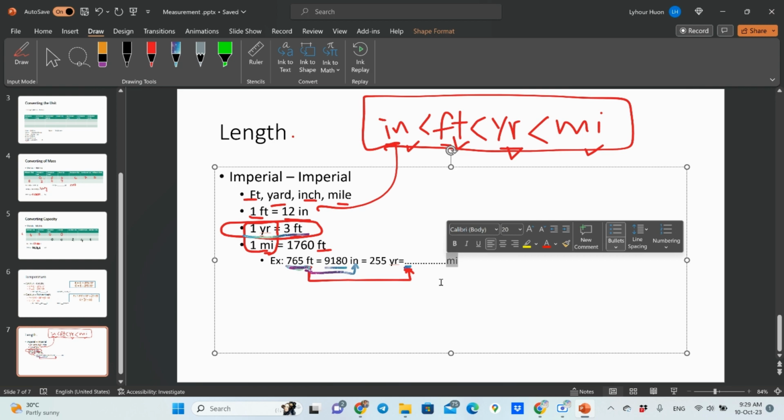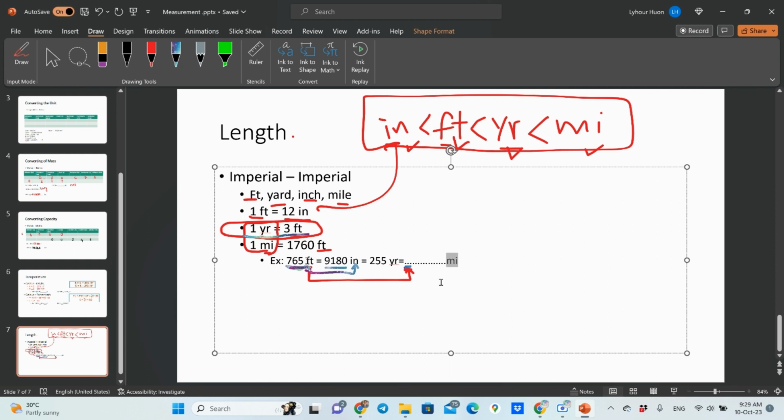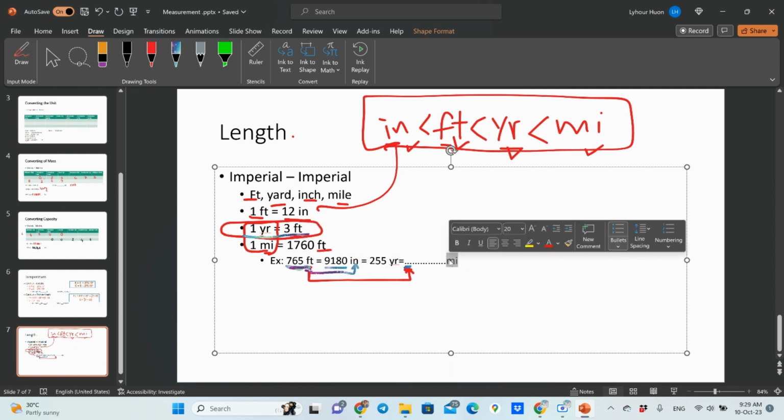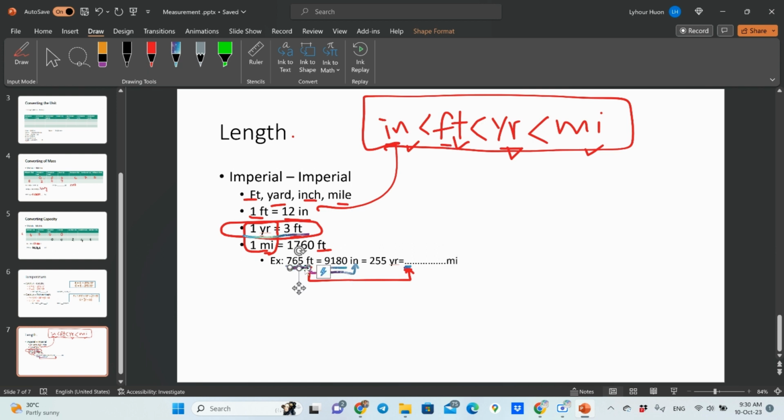Meaning that we divide or we multiply. Smaller unit to bigger unit. Bigger unit, lesser quantity. So lesser quantity, bigger unit, lesser quantity. Okay, so we need to divide.